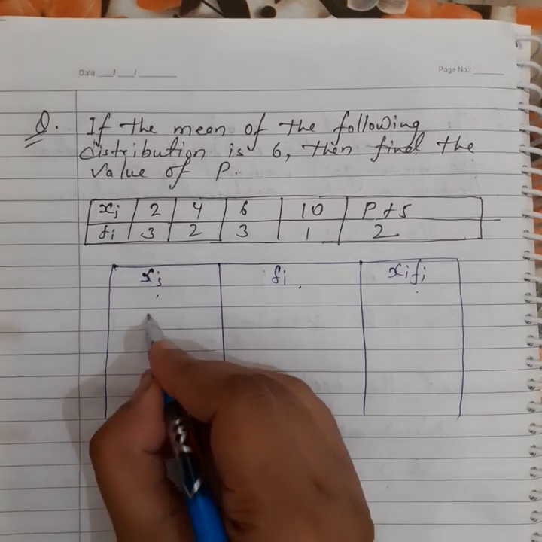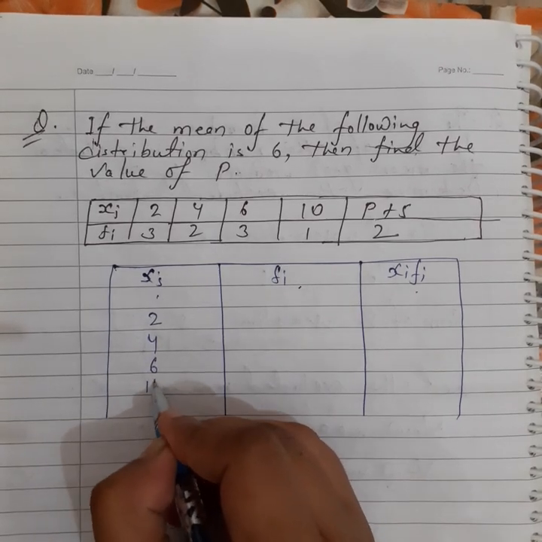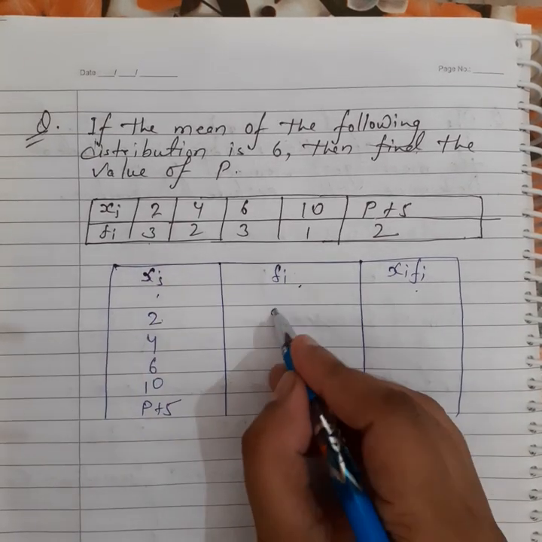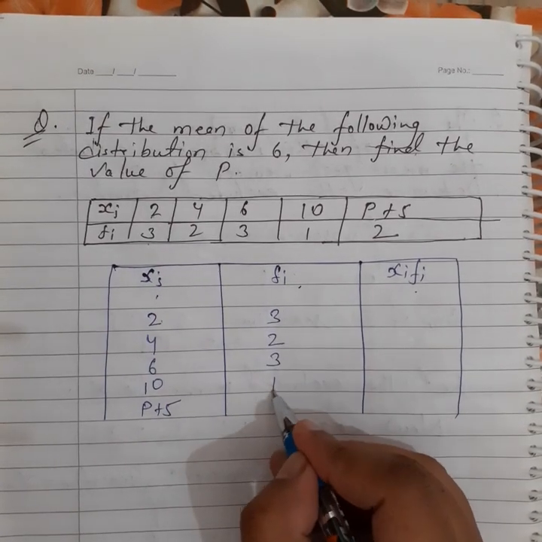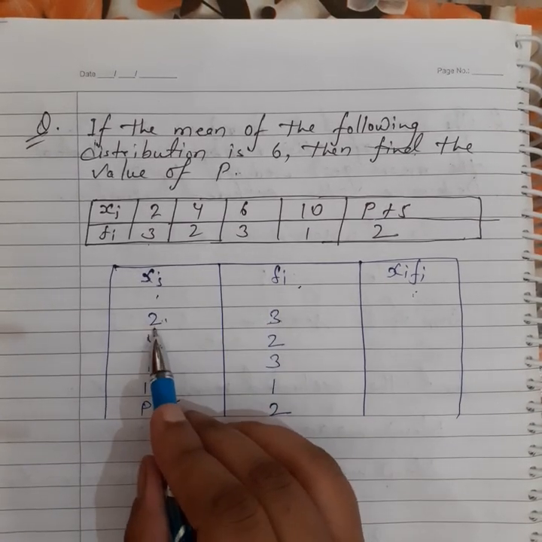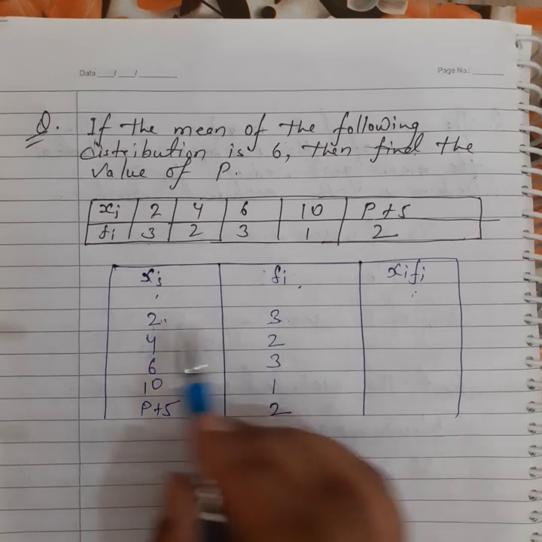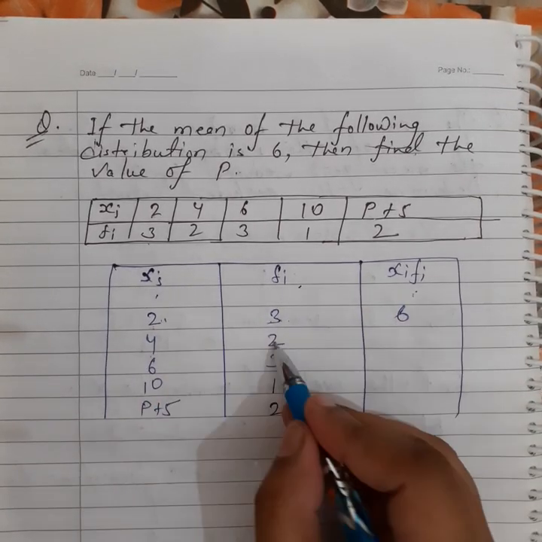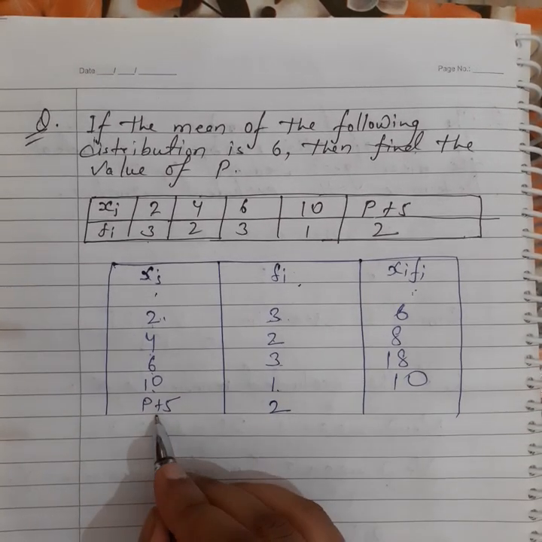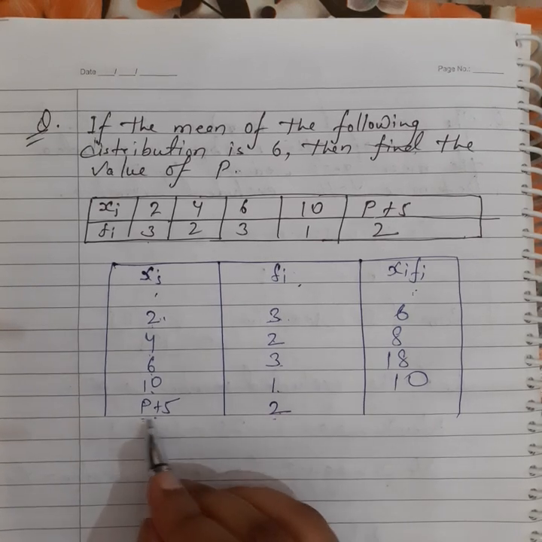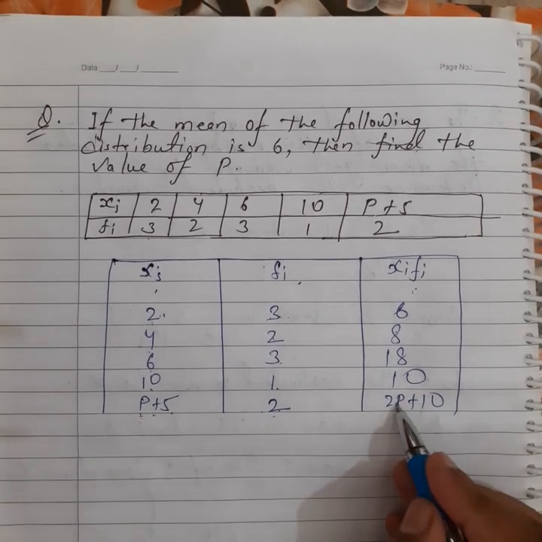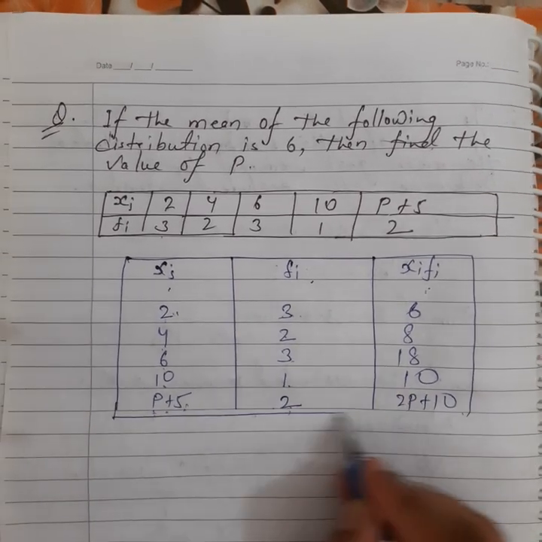The observations are 2, 4, 6, 10, p plus 5. And the frequencies are 3, 2, 3, 1, 2. Now we find the product of the observation with their respective frequency. 2 into 3, 6, 4 into 2, 8, 6 into 3, 18, 10 into 1, 10, and when we multiply p plus 5 into 2, it becomes 2p plus 10. 2 into p, 2p, and 2 fives are 10.